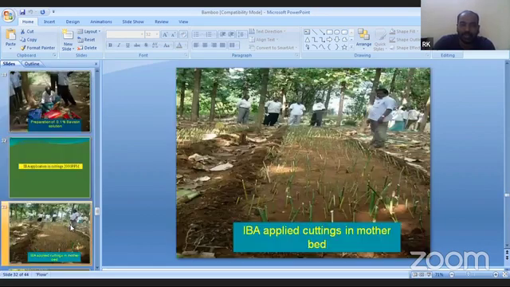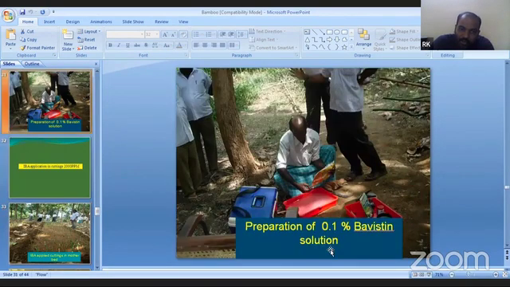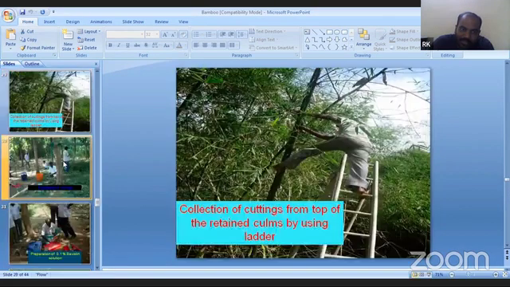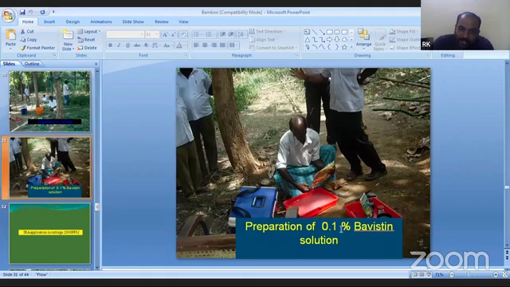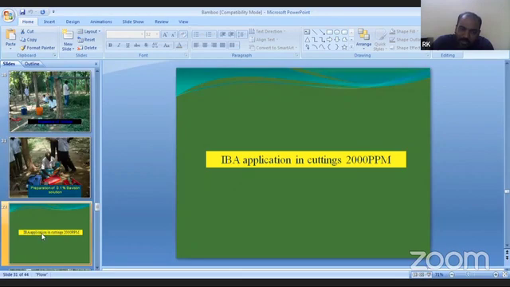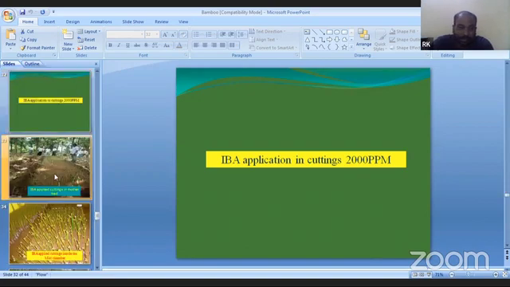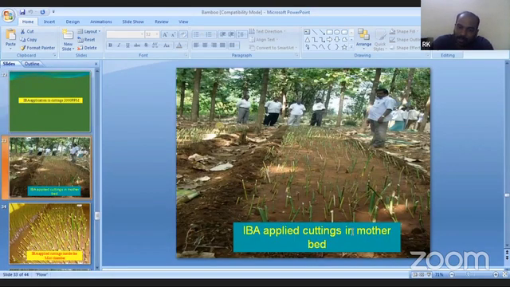So these are the cuttings. These cuttings should be mainly one foot long, with two internodes. What is an internode? Here one, here one, this is the internode. First we collect the cutting and apply the 0.1% Bavistin solution, then dip the root portion of the cutting in the IBA. That is simple: you purchase it, mix it with water, dip the cutting, and plant it in the mother bed. That is all.